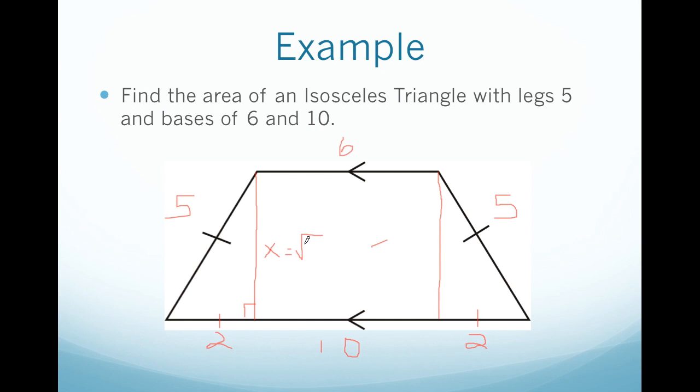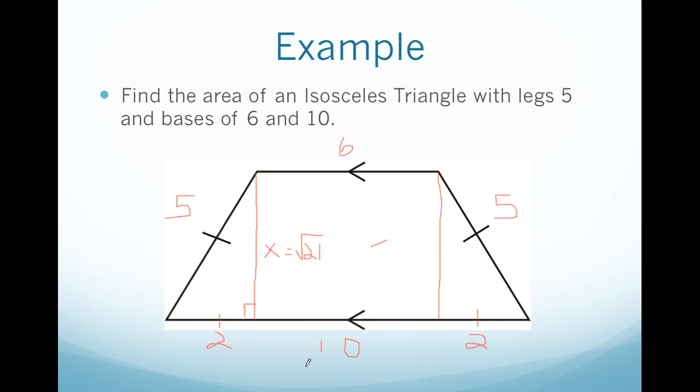So I now have everything I need to calculate the area. 1/2 height times the quantity b1 plus b2. So 1/2 root 21 times the quantity 10 plus 6 breaks down to a final answer, area 8 root 21.